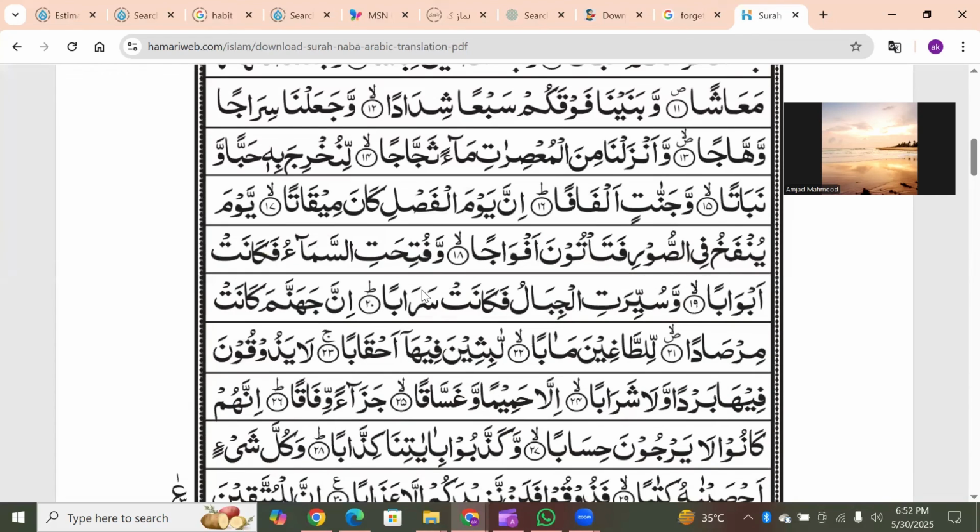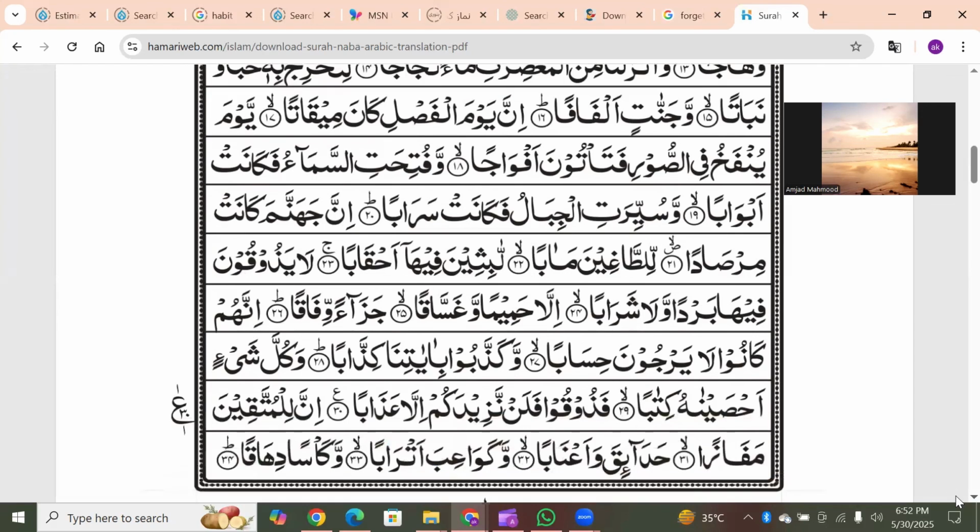And for the Maghrib, of course, you have three rakats, in which you recite in the first two rakats. In the first rakat, you say إن جهنم كانت مرصادا للطاغين مآبا لابسين فيها أحقابا لا يذوقون فيها بردا ولا شرابا إلا حميما وغساقا جزاء وفاقا. In the second rakah of the Maghrib, you say إنهم كانوا لا يرجون حسابا وكذبوا بآياتنا كذابا وكل شيء أحصيناه كتابا فذوقوا فلن نزيدكم إلا عذابا.